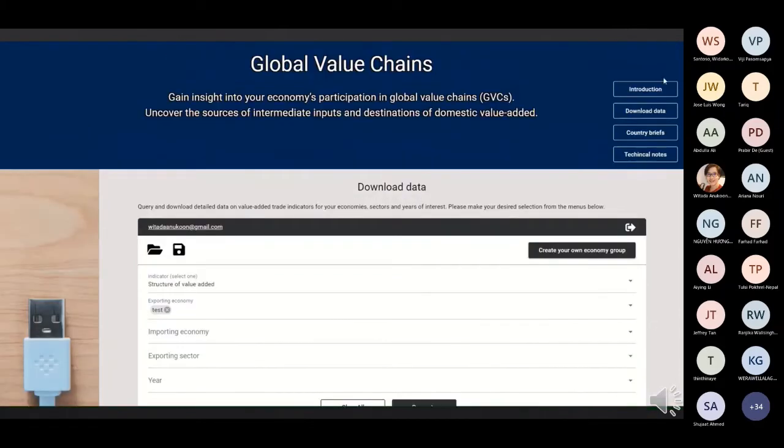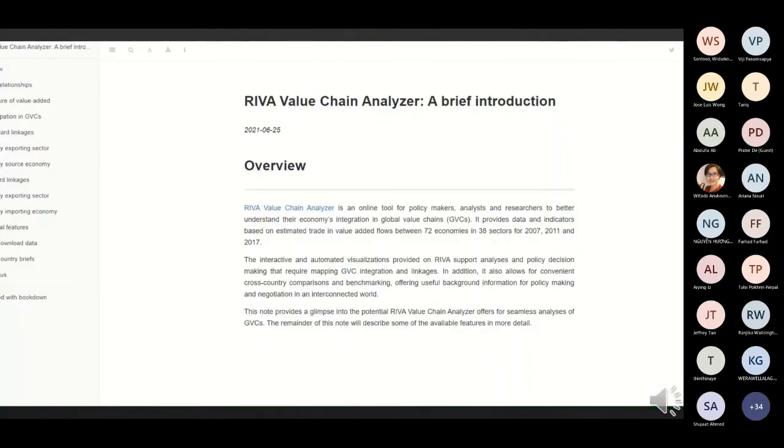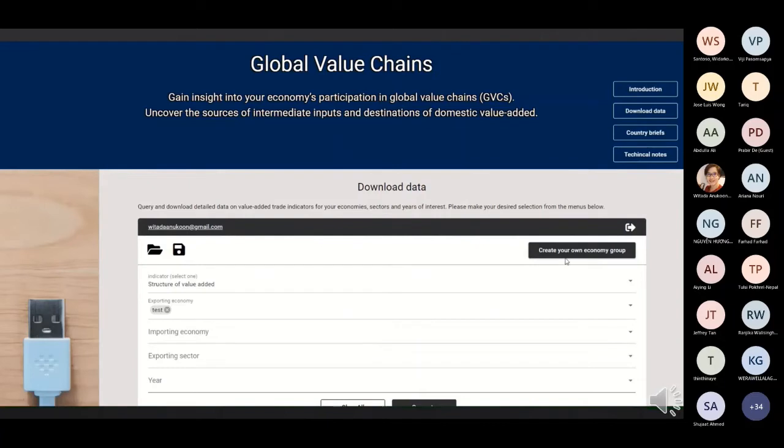A brief technical note and introductory note are also available for you to understand more about how to use the Reva Value Chain Analyzer. We hope you will find our Reva Value Chain Analyzer helpful when you want to know about your economy in GVCs.